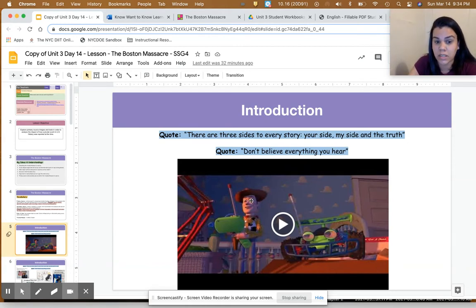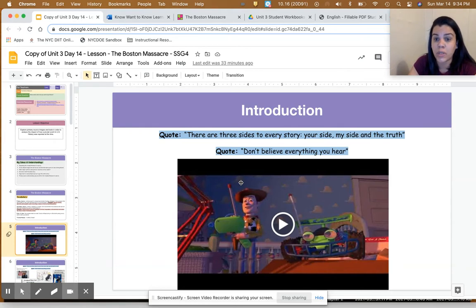Woody's feeling jealous because Buzz Lightyear is the new toy, and he's really popular with all the other toys. And Andy, his owner, loves Buzz Lightyear and is giving him a lot more attention than Woody. So Woody plays a prank on Buzz. Unfortunately, the prank goes wrong and Buzz ends up falling out of the window and getting hurt.